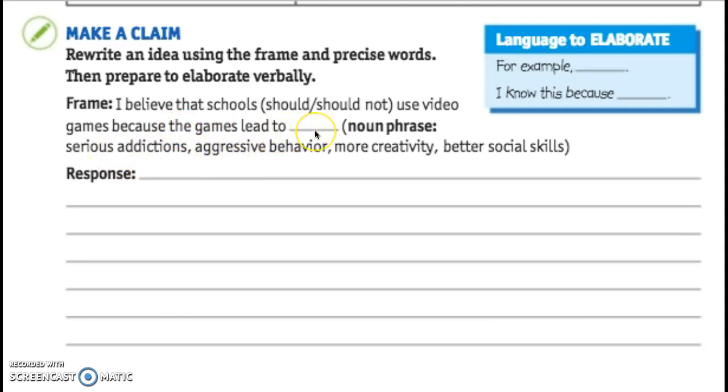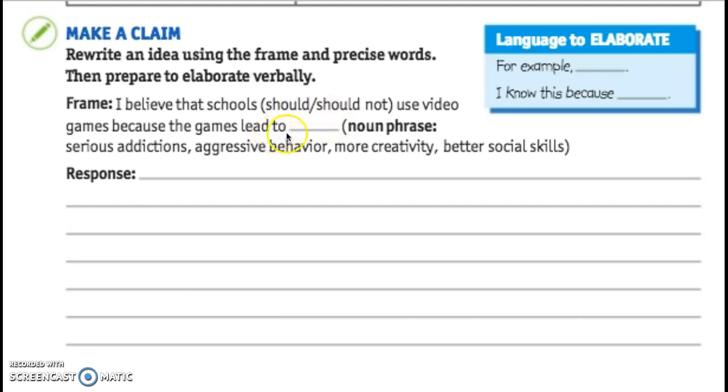games lead to blank. And in the blank, you're going to put a noun phrase: serious addictions, aggressive behavior, more creativity, better social skills. These are some examples you could use, or you can come up with your own. Now, the grammar target here is to make sure you pick an accurate word to follow the word to. In fact, right now I want you to underline the word to here, because the word that follows it needs to fit with the word to.